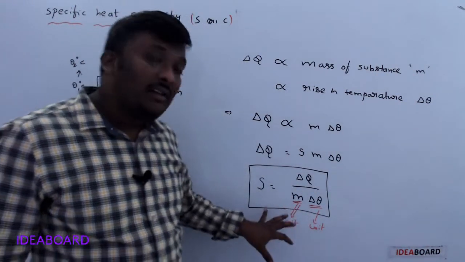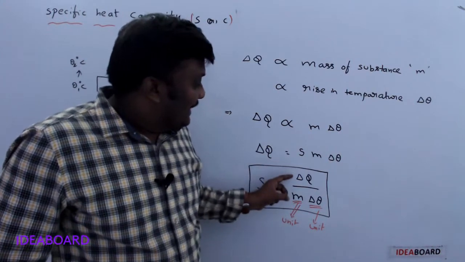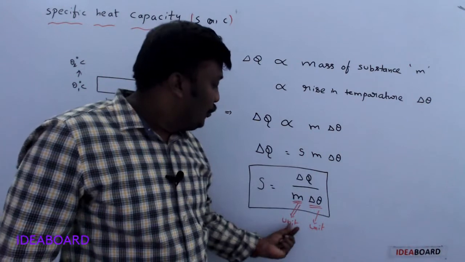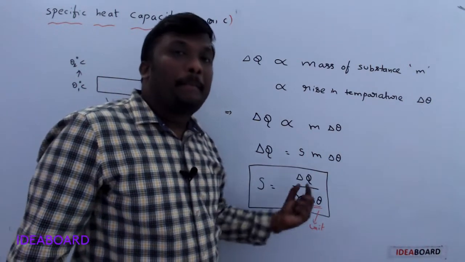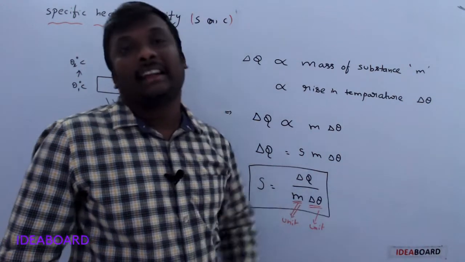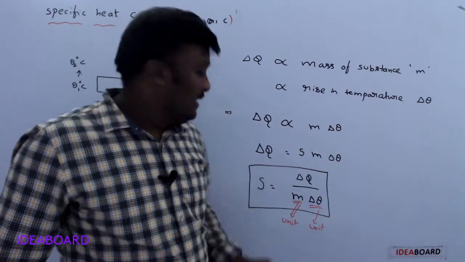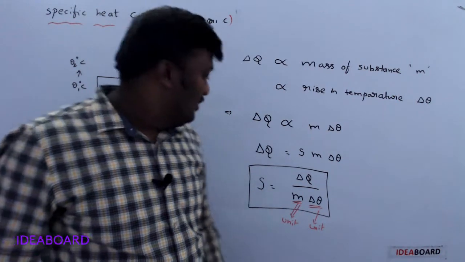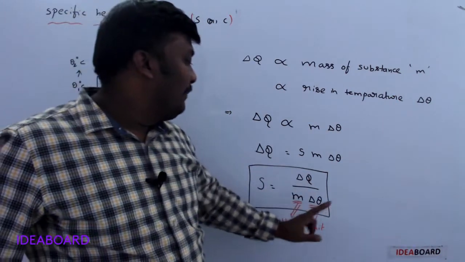Again, how is it defined? It is the amount of heat required per unit mass of substance per unit rise in temperature, called the specific heat of the substance. Understand now? So the specific heat formula is delta Q by M delta theta.